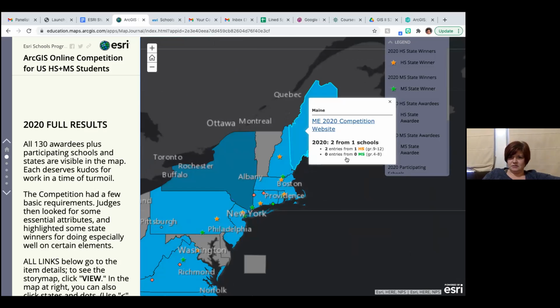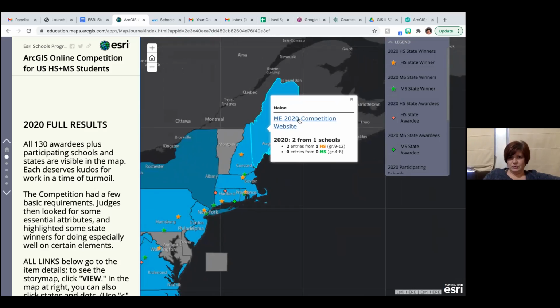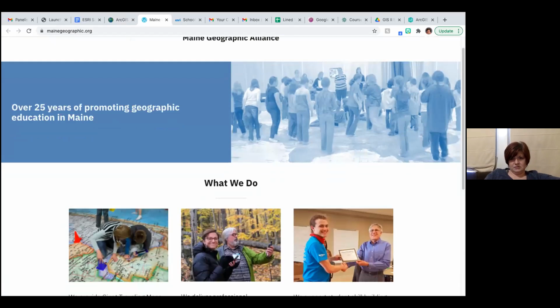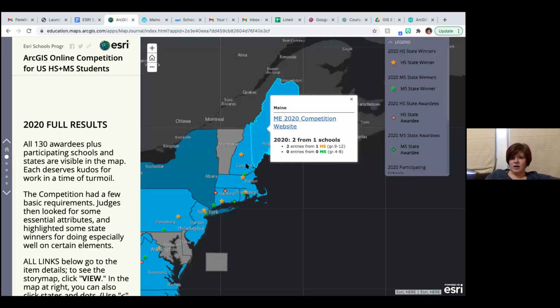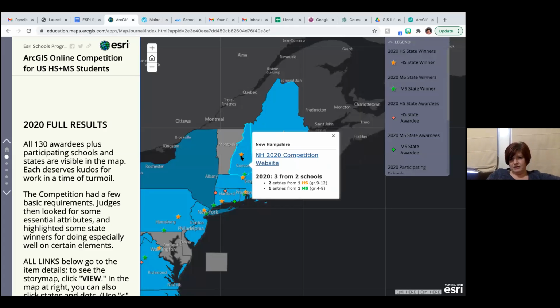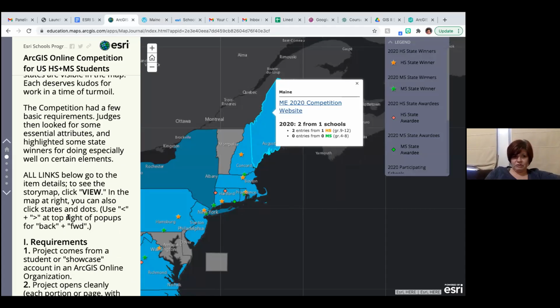And no middle schools entered. I don't know why they're not showing up. They were there earlier. So these are where the competitions are. You can see New Hampshire, they had 3 come in from 3 different schools. So we really would like to get some more people to enter the competition.